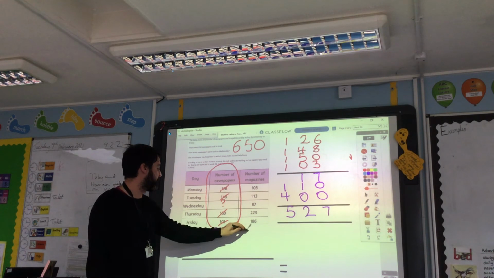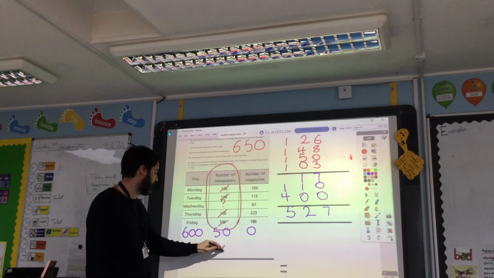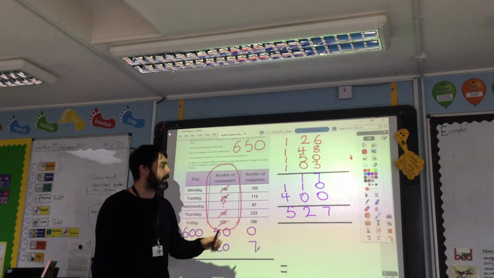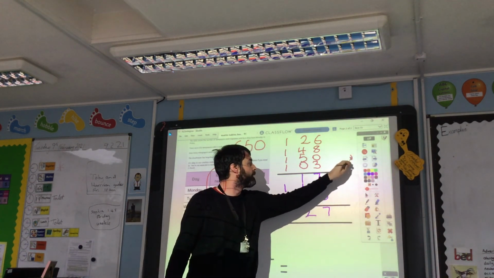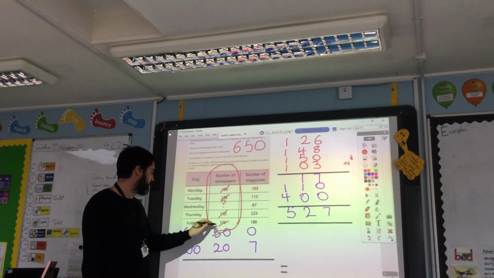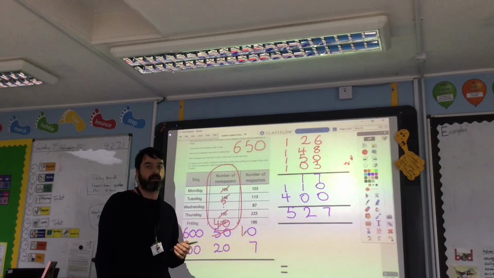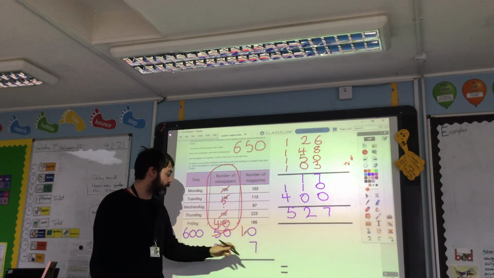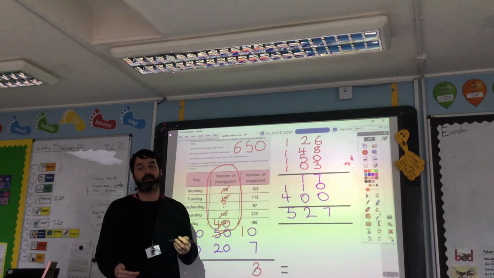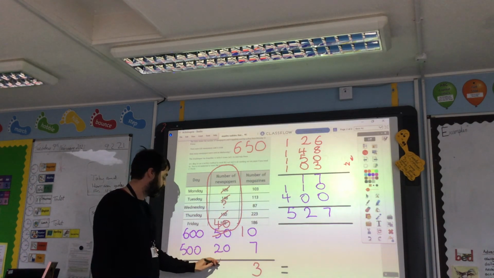650, 0 ones. Take away 520 and 7 ones. Okay? So 0 take away 7, straight away I can see a problem with that. I can't do it, I haven't got enough to take away. So I'm going to have to borrow from the tens. So 50 becomes 40, and that 10 comes over here. Now 10 take away 7, we know that from number bonds, that will leave us with 3 ones. 40 take away 20, well 4 take away 2 is 2, so 40 take away 20 is 10 times bigger, will leave me with 20.